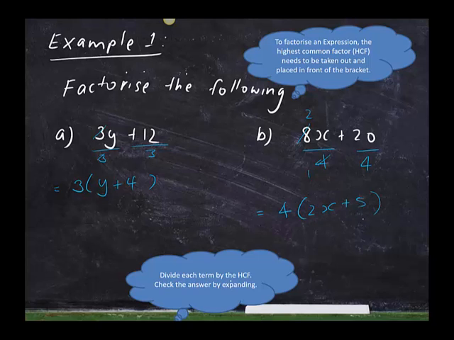We can check our answers by expanding. 3 times y gives us 3y. 3 times 4 gives us 12. 4 times 2x gives us 8x. 4 times 5 gives us 20.